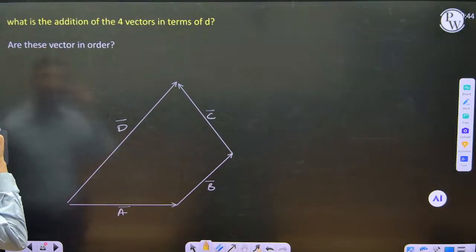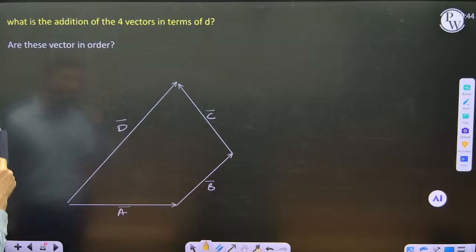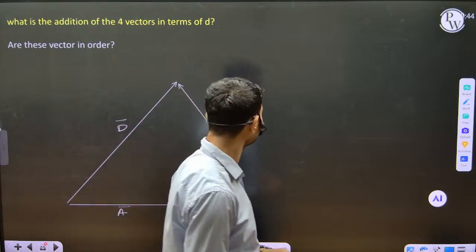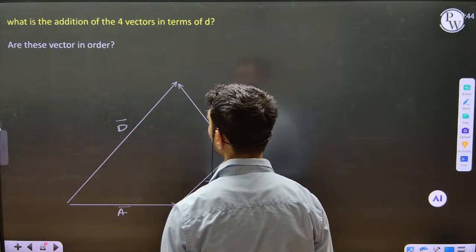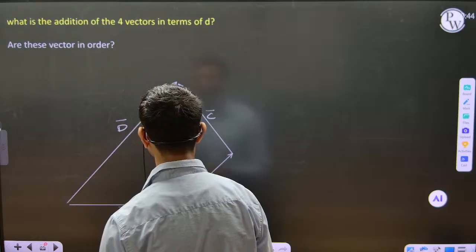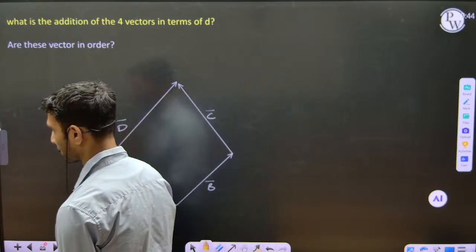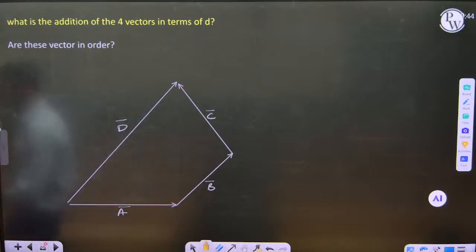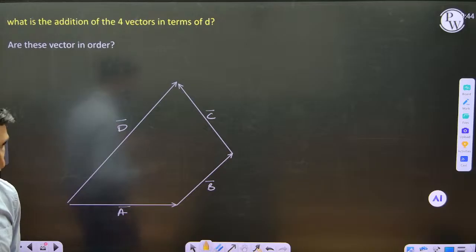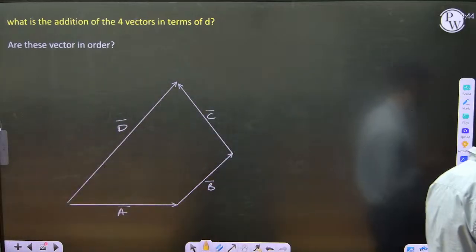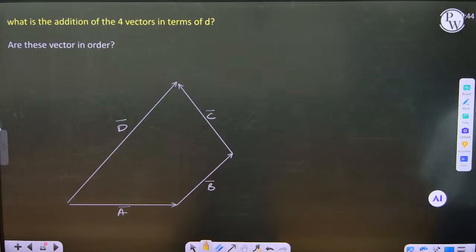Now, what is the addition of these 4 vectors in terms of D? You want to add A, B, C and D. What will this be? Will the addition of these 4 vectors be 0? That's an interesting question. Is the addition of these vectors 0? That's the first question that arises when you look at this problem. Let's find out if the sum is 0.